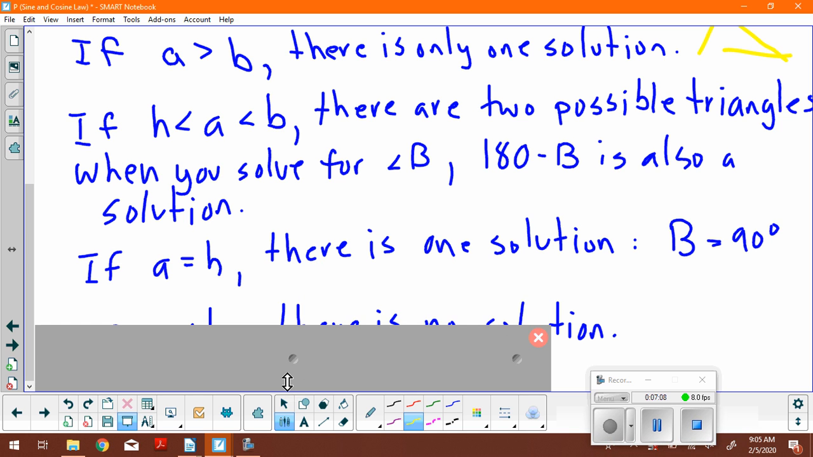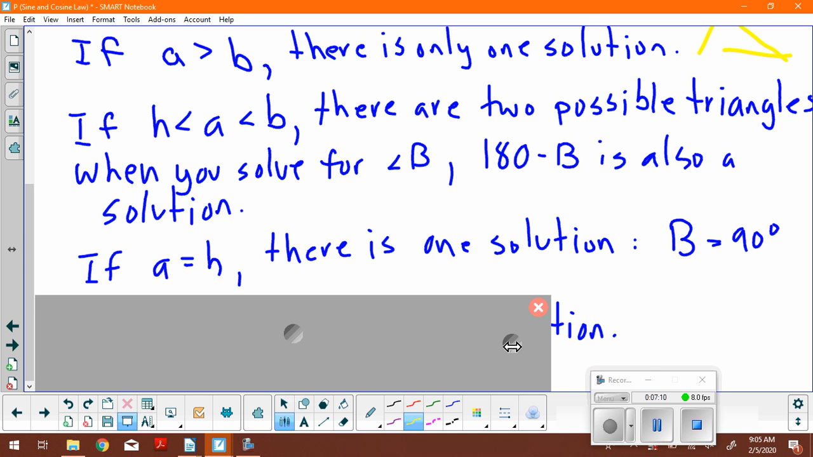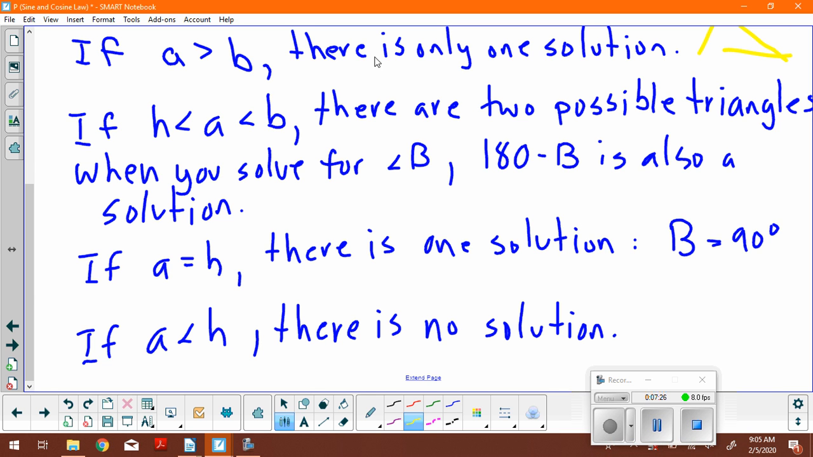Okay, if A happens to be equal to the height, you find out what the height is, and it's the same as A. There's only one solution because it is the height, and so the angle is 90 degrees. Okay, if it turns out that A is less than the height, then you can't make a triangle, and there is no solution there.